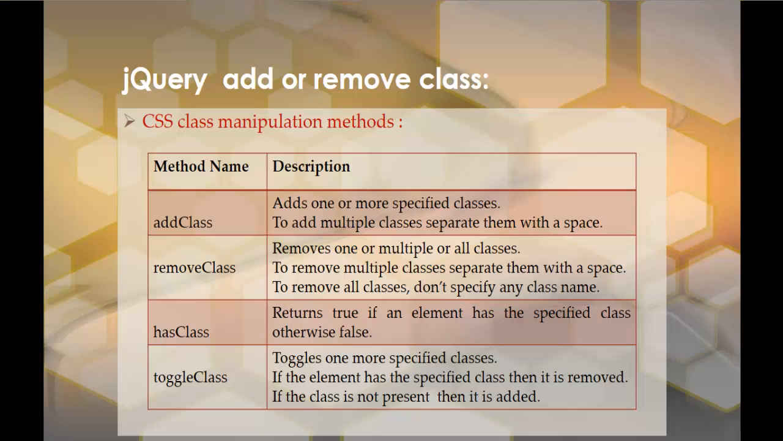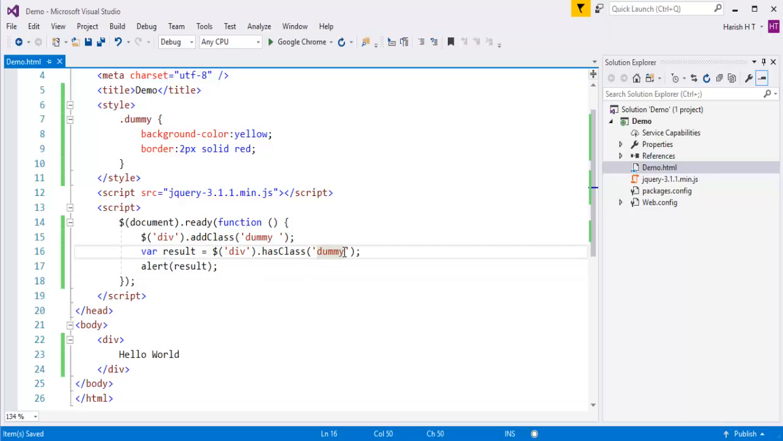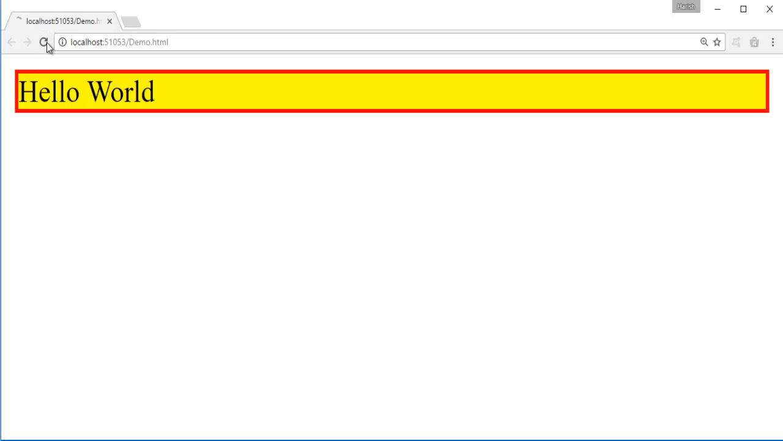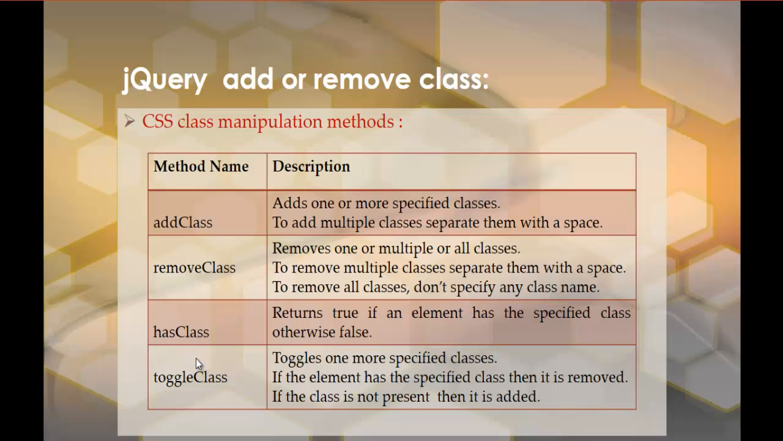For example, suppose I'm going to check for some class called XYZ. I'm going to name the class as XYZ. Now I'm going to check whether the div element has any CSS class applied called XYZ. Right now it's going to return false because to this div element we are not adding any class called XYZ. So let me go back and refresh. Right now we'll get the output as false. Okay, I hope you understood this hasClass method.